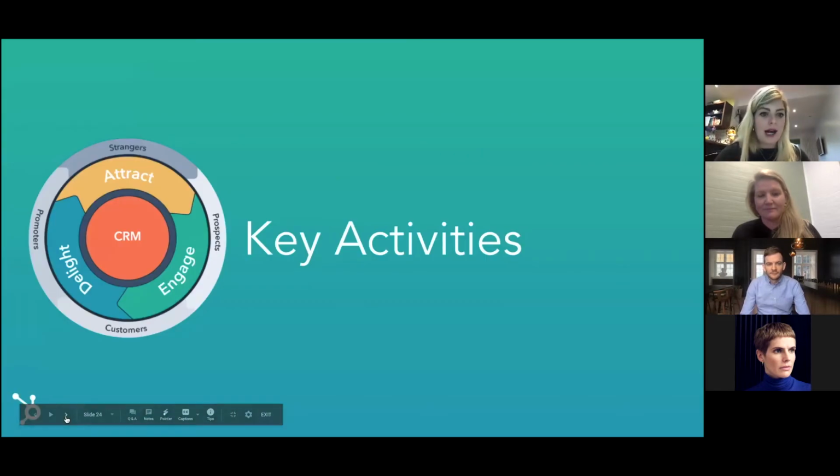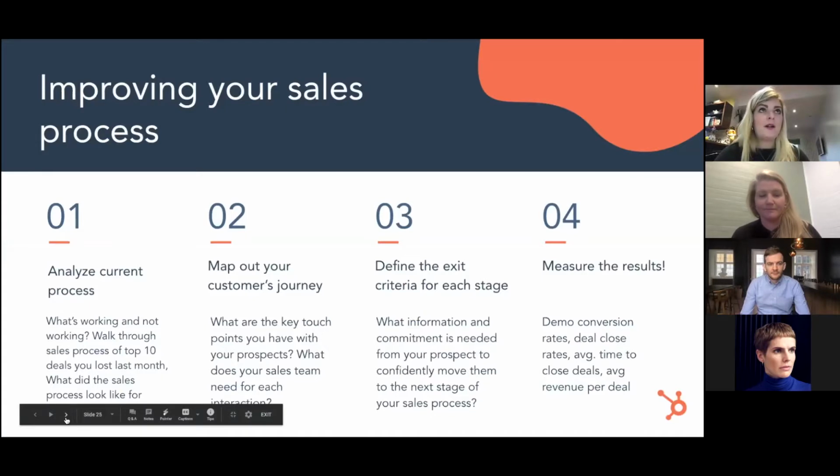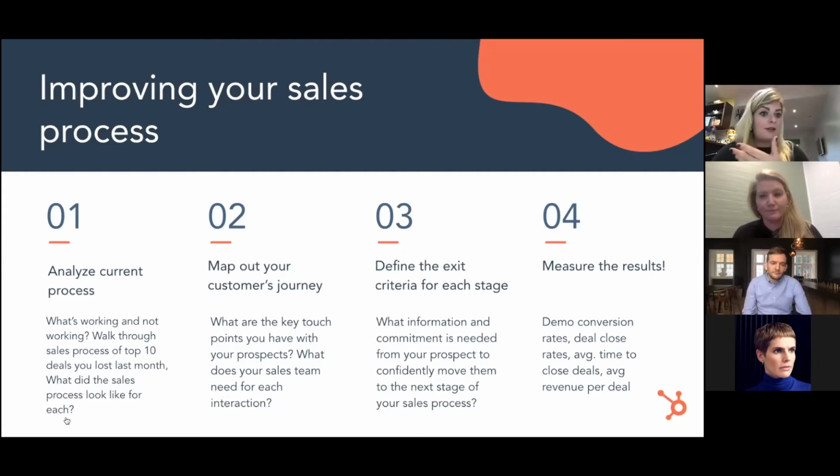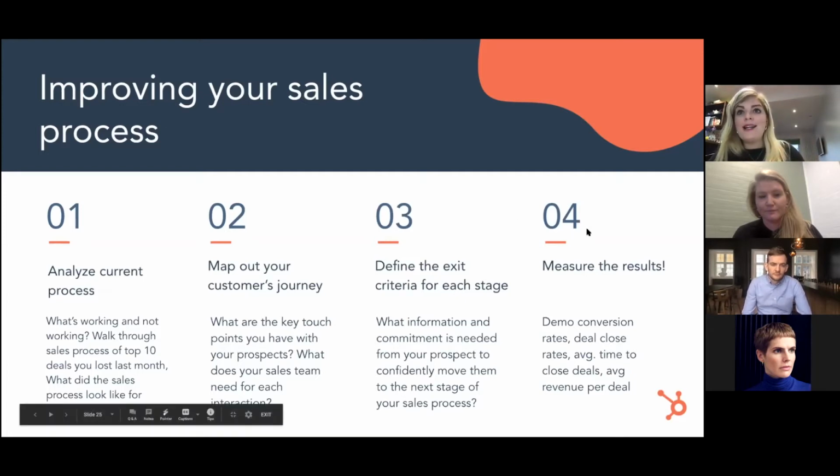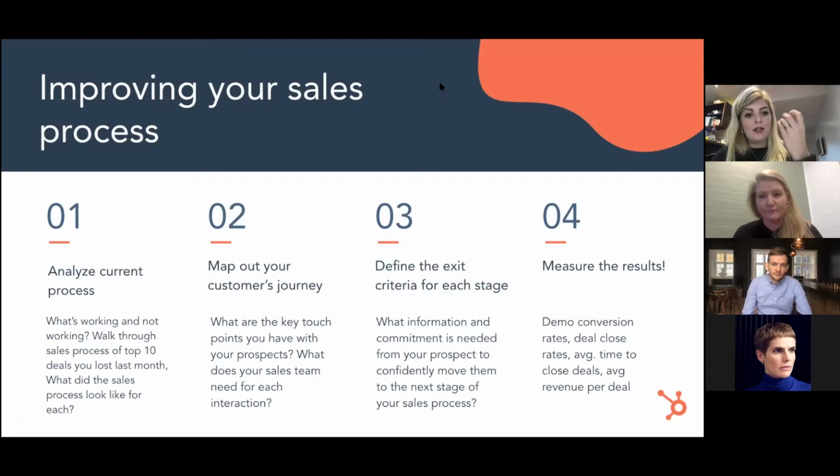So let's look at the key activities as a next step. A very important point in knowing where to capture the right points of data within the sales and marketing process is to analyze what you have, map out the journey, define the exit criteria for each stage. So don't move from one stage until you've completed the criteria of the stage you're in. So if you're moving from opportunity to present, to close one, to close last, what are the stages? And measure the results. What are your demo conversion rates? How many deal close rates? What's your average time to close? What's your average revenue per deal?